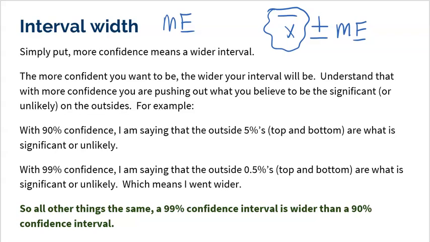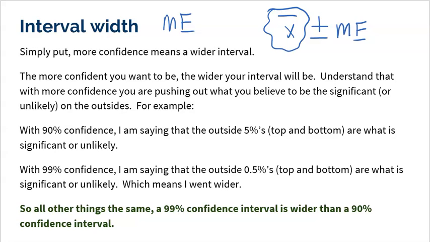And simply put, more confidence means a wider interval. The more confident you are, the wider your interval will be. Understand that with more confidence, you are pushing out what you believe to be significance or unlikely. You're pushing that to the outsides. For example, with 90% confidence, that means the outside 10%, 5 at the top and 5 at the bottom, is what I deem to be significant.